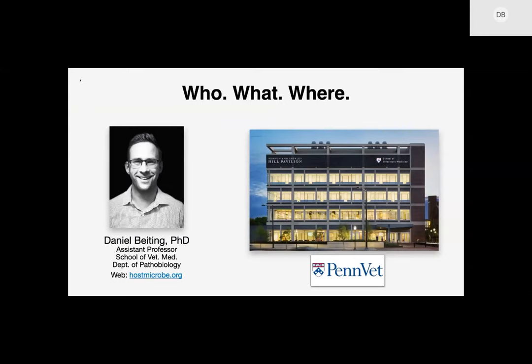So my name is Dan Beiting, and I'm an assistant professor of pathobiology at the Veterinary School at the University of Pennsylvania. If you're interested in the kind of work we do, you can check out our website, because in addition to having a research lab, I help direct a center for host microbial interactions. And so broadly speaking, my research, which I really won't get into the details of today, deals with infectious diseases and how we can use cutting edge genetic and genomic tools to understand how pathogens interact with their host.